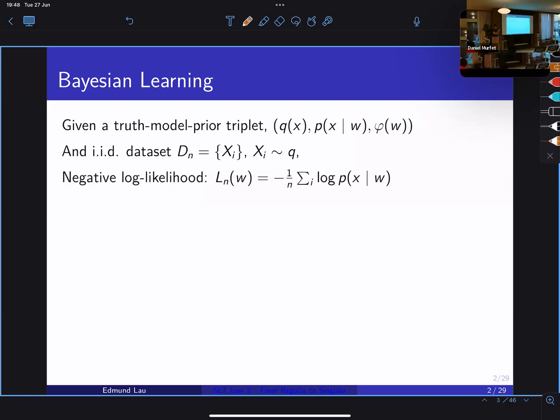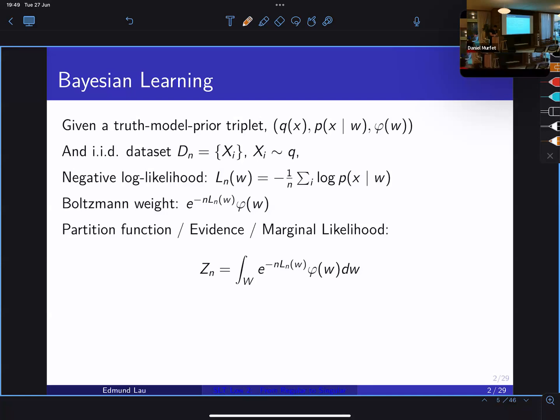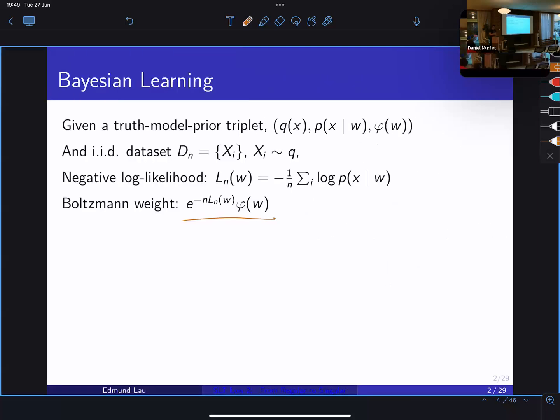Okay, and we are familiar with this L_n notation now. It's the negative log likelihood averaged over the data set. It's what we will typically think of as an energy or a loss. Energy would be a quick way of saying negative log likelihood, so I'll typically use that terminology. From that, we define something called the Boltzmann weight, which is related to the posterior. We give it the name Boltzmann weight because, in analogy to physics, the Boltzmann distribution is an equilibrium distribution of a certain Hamiltonian, a certain energy function.